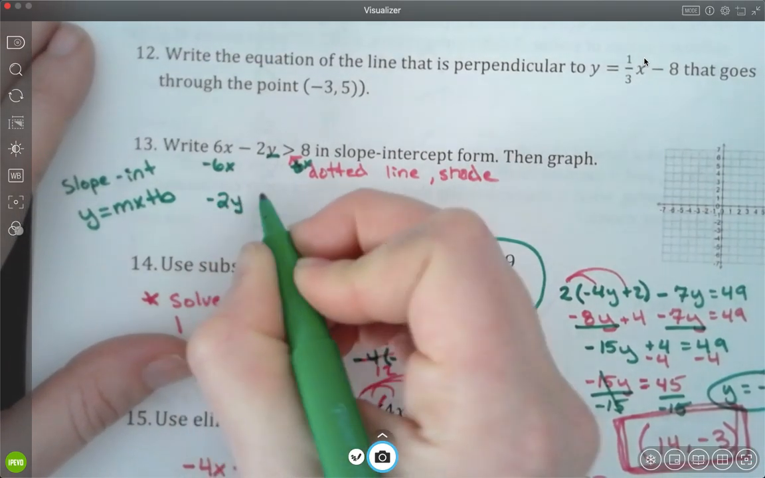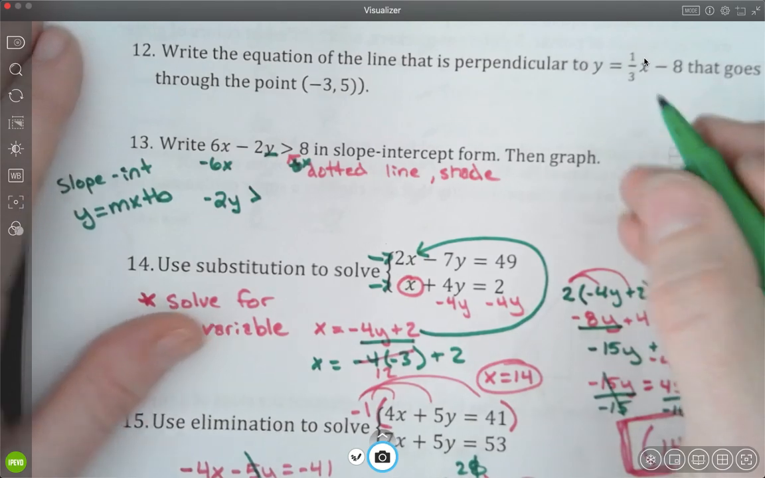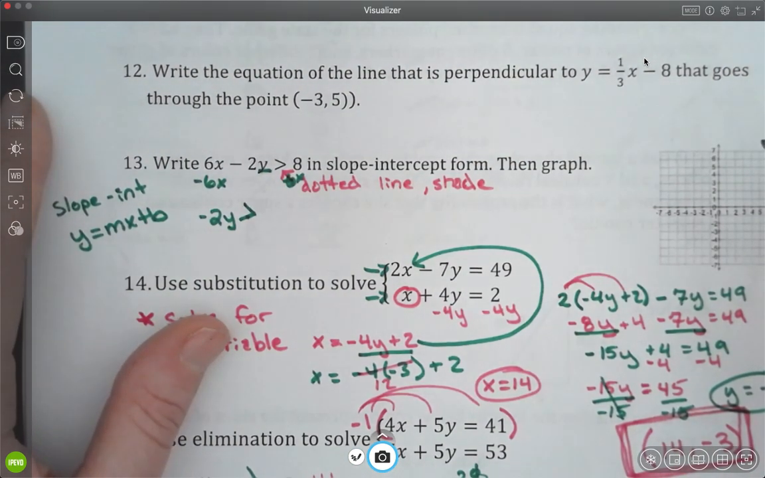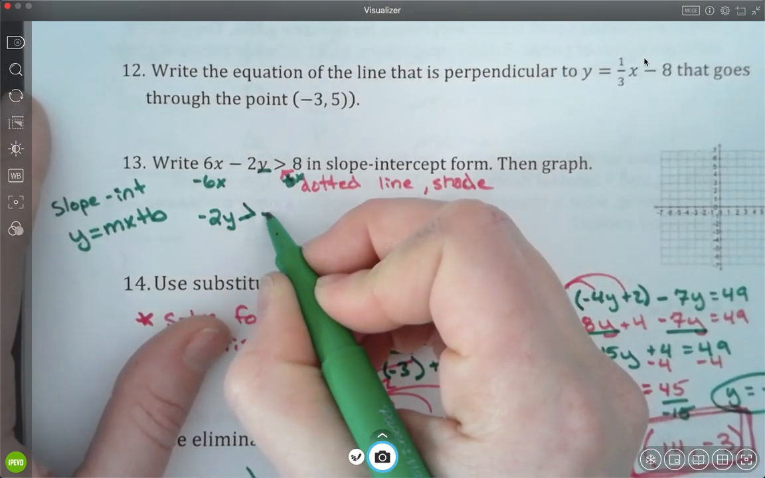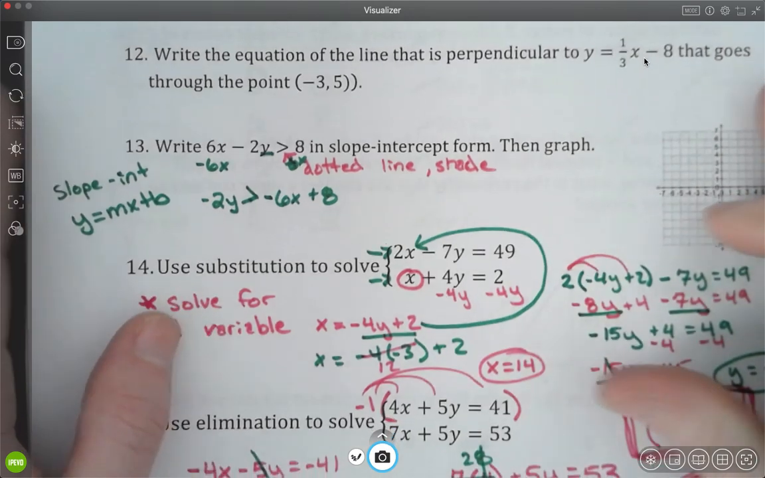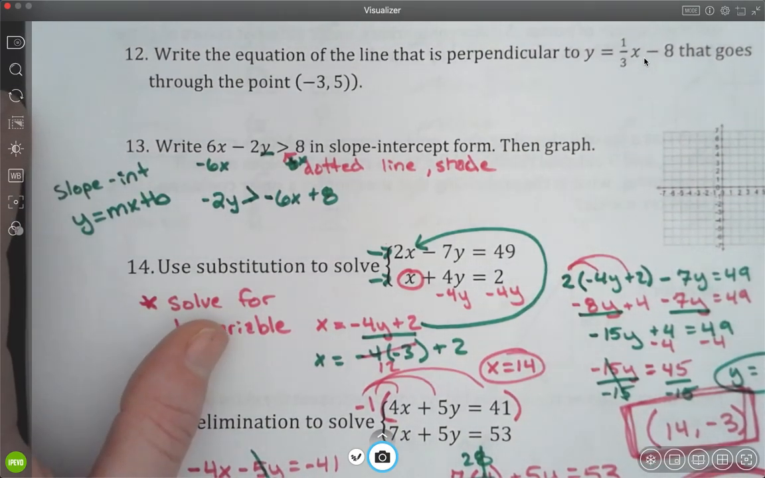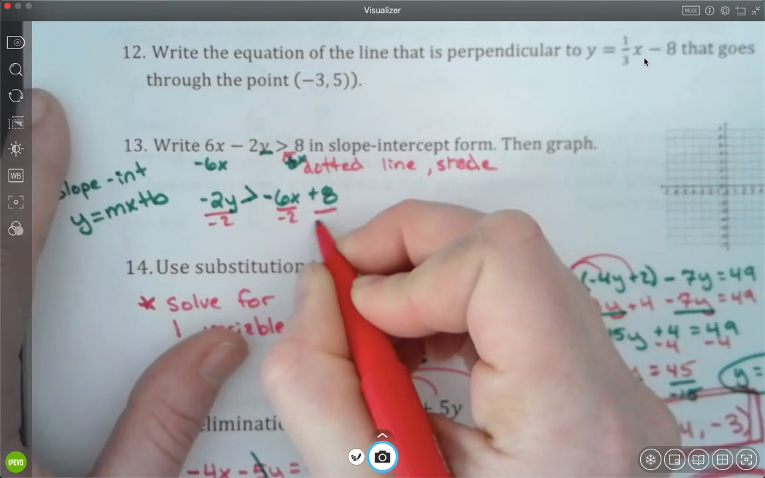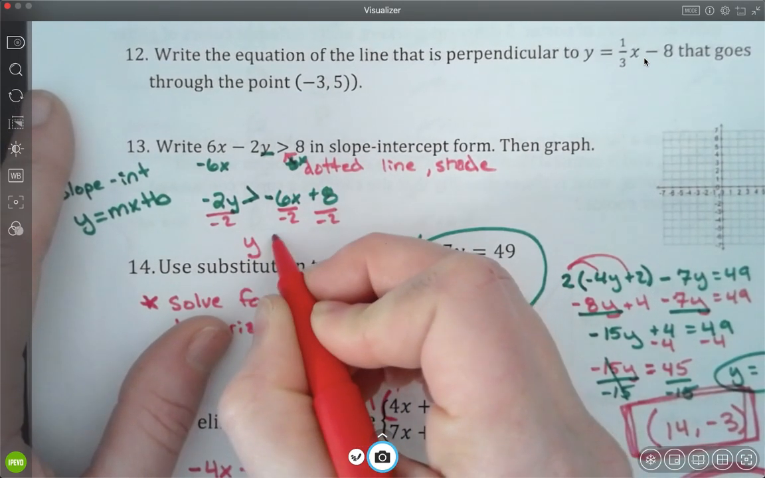Negative 2y is greater than, can you take 8 minus 6x? No, so how do you write it? Negative 6x plus 8, you betcha. Okay, and then divide by negative 2. But then you have to flip your sign. You do. Then you have to flip your sign. So divide by negative 2, so y is less than now.